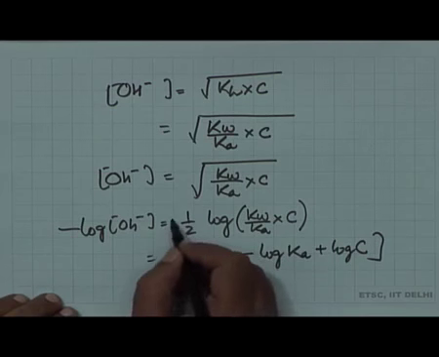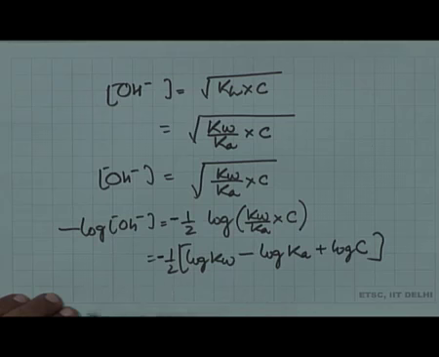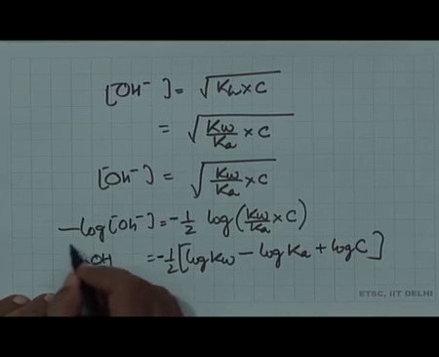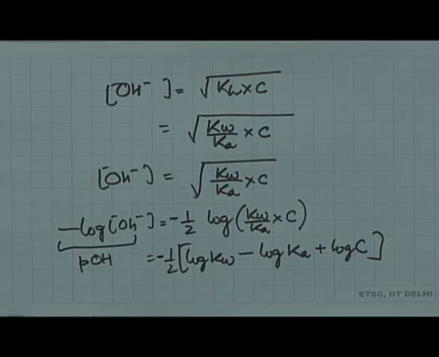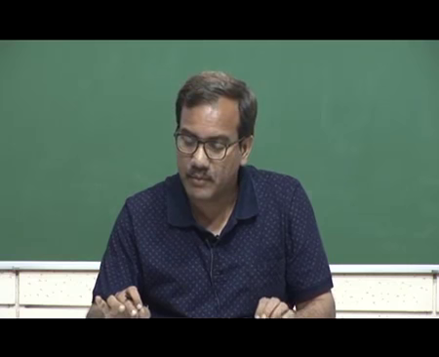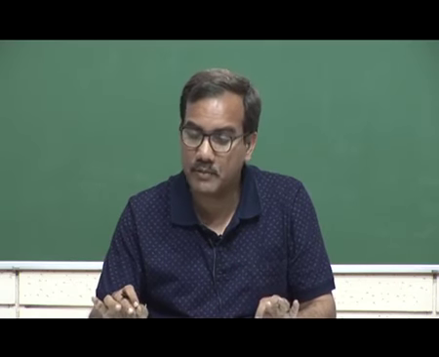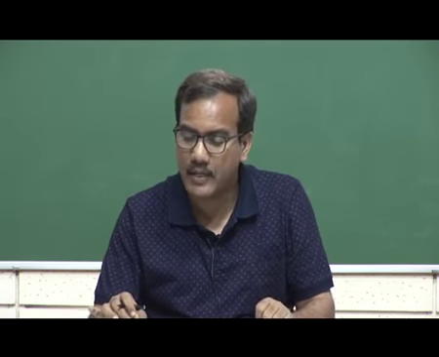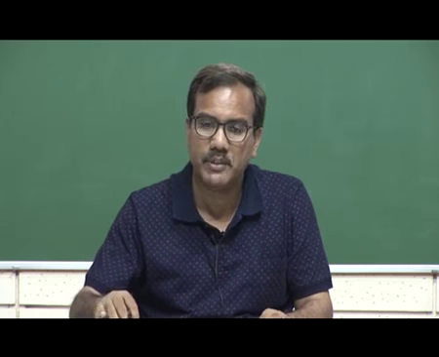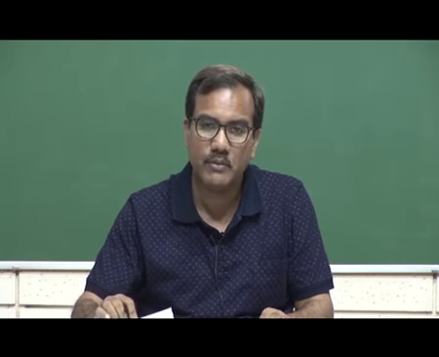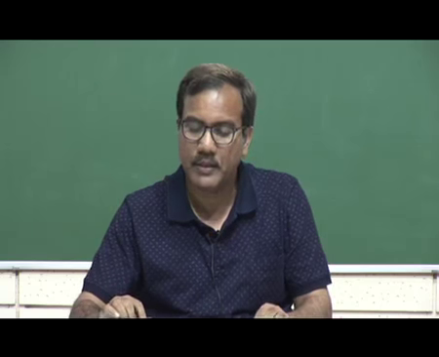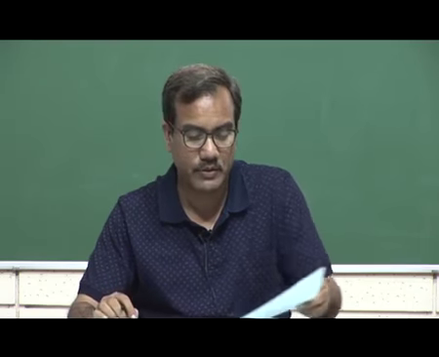This is with the minus sign. So, let us put minus sign here, and so pOH will be minus log OH, and from this equation we can calculate what will be the pOH of the solution, and since pOH plus pH is equal to 14, you will be able to calculate the pH of the solution.